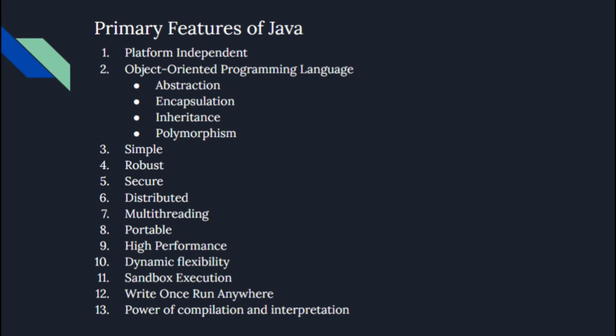Number 13. Java has the power of compilation and interpretation. Most languages are designed with a purpose: either they are compiled languages or they are interpreted languages. But Java integrates both powers, as the Java compiler compiles the source code to bytecode, and the JVM executes this bytecode to machine OS-dependent executable code.